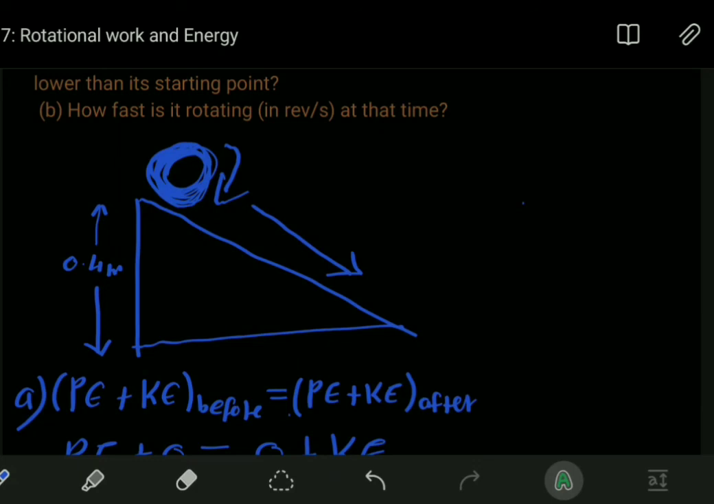So notice that for kinetic, because this is a rolling object, we are going to have both translational kinetic energy as well as rotational kinetic energy. So we have potential energy plus the total kinetic, meaning translational as well as rotational, at the top of this slope must equal the total at the bottom.